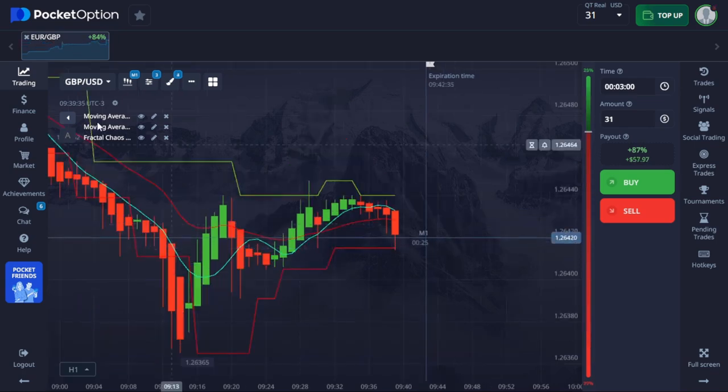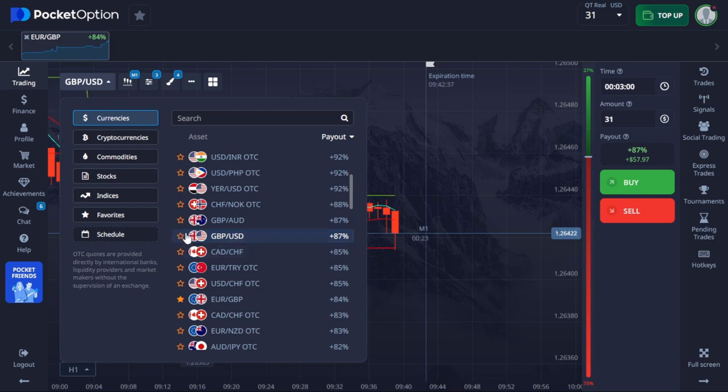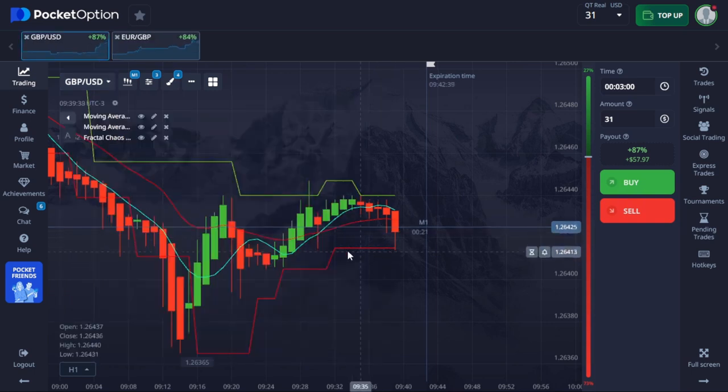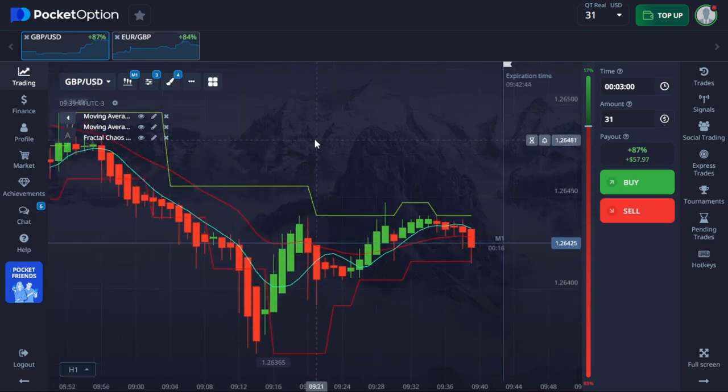Alright, look at that, guys. On GBP/USD, we got a possible position right here, right now. And let's add this to my favorites list.